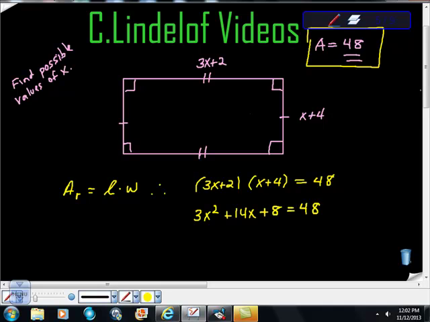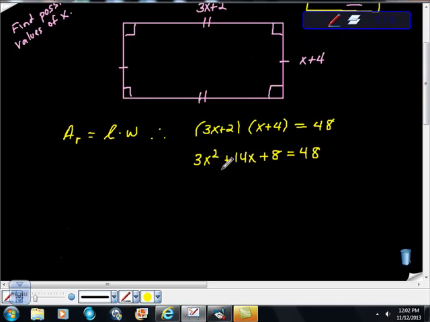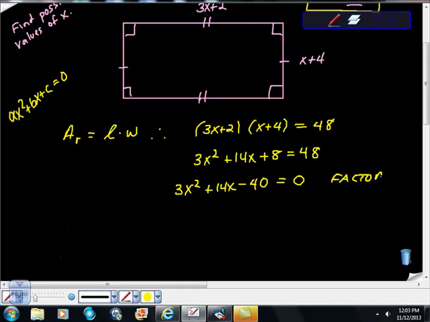This is where you have to think for a second and remind yourself that we have a quadratic. And when we have a quadratic, we think in terms of ax squared plus bx plus c equal to 0 when we're solving. So we want this whole thing to equal 0. So we're going to add negative 48 to both sides and get 3x squared plus 14x minus 40 is equal to 0. Now we have to factor this a little bit.